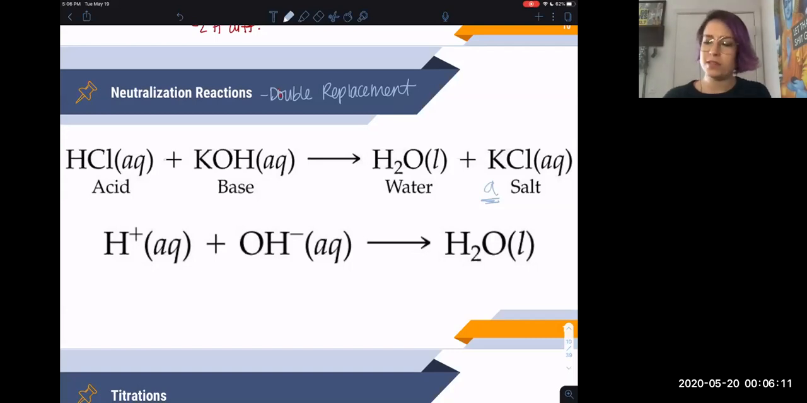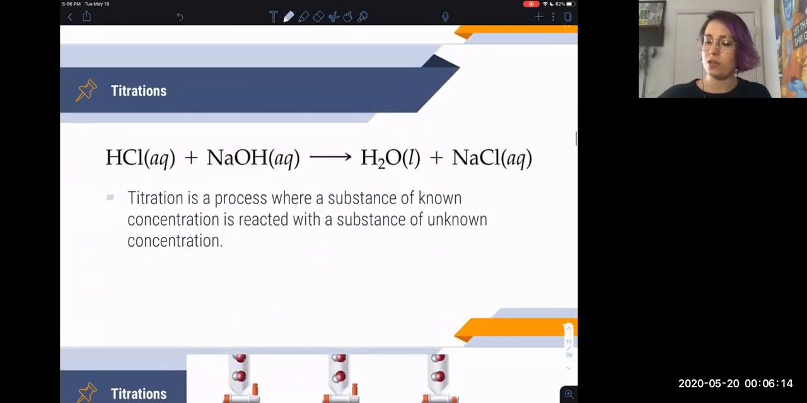You already know about this because we did all that reaction stuff. Look at that, cumulative. Y'all already know how to do this. You know how to do a titration. A titration is a process from which we are finding an unknown concentration of something.